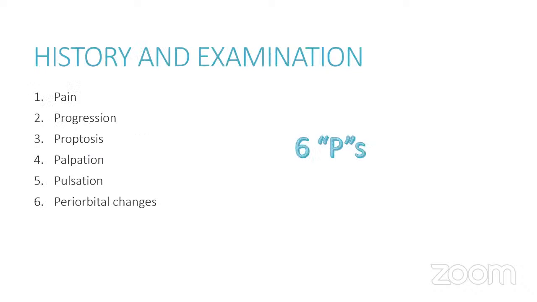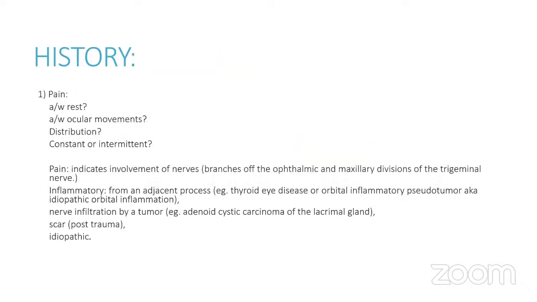So, coming to the history and examination, there are 6 P's that we have to remember when we evaluate a case of proptosis. The first is pain, second is progression, then the third is evaluation of the proptosis, palpation, pulsation, and periorbital changes. So, coming to the first, which is pain.